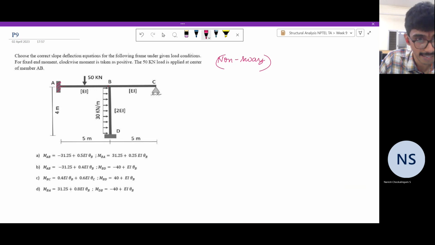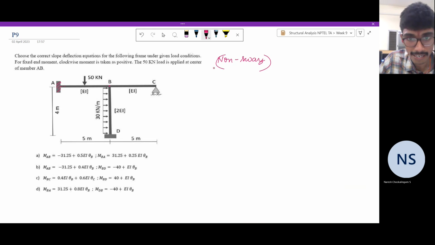If you assume the members are axially inextensible, which we are assuming, the joint B is not going to move towards the right. Joint C, although it has got a roller, cannot move because the member BC is inextensible. Similarly, joint B cannot move down because the member BD is inextensible. So we can quickly write down the slope deflection equations for this.